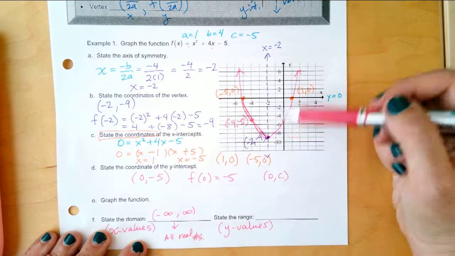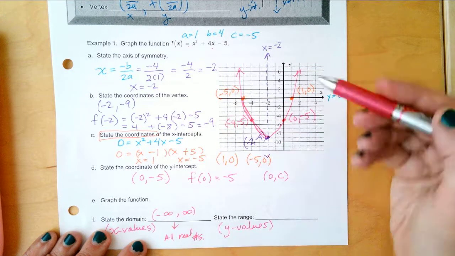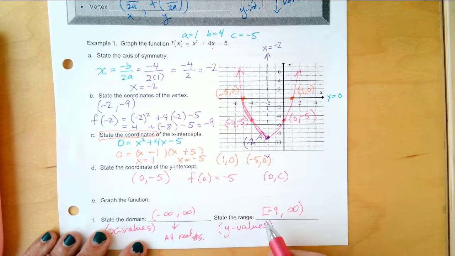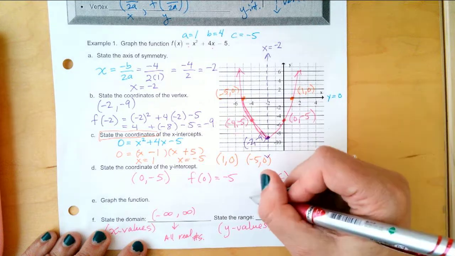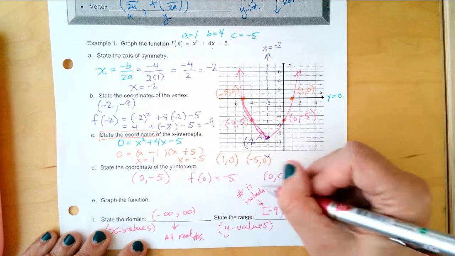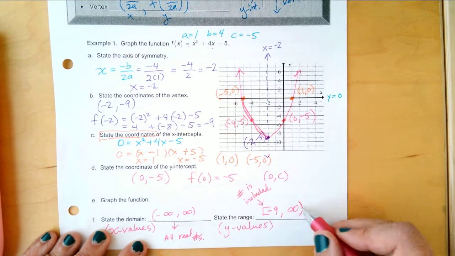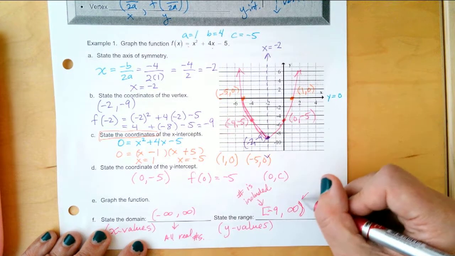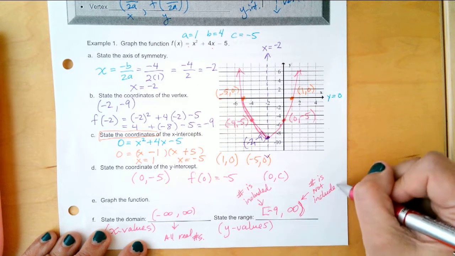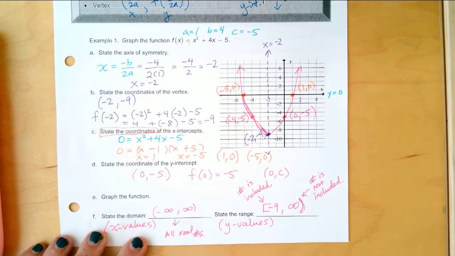What about the range, the y values? Well, exactly, -9 to infinity. The -9, we put the bracket around the -9 because that means the number is included. And then we put a parenthesis around infinity, and that means the number is not included. Why can't I include infinity? Exactly. Infinity is not really a place that you can ever get to. It's a concept as opposed to a location.